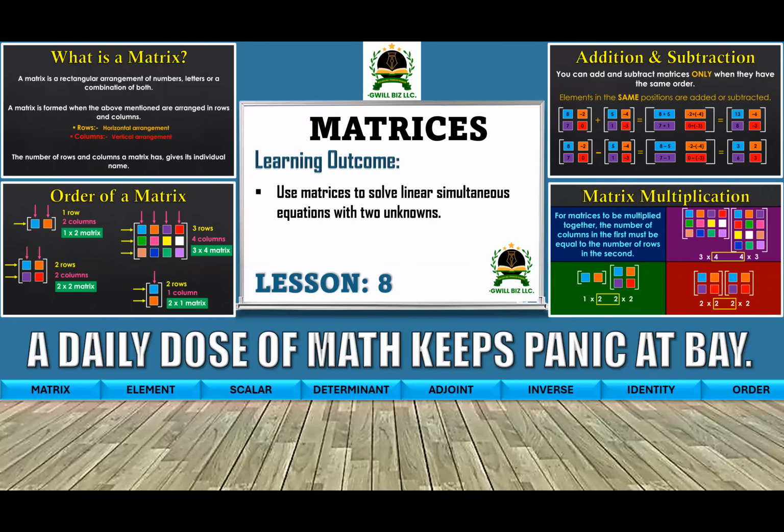We have come to the end of another exciting lesson. In our next lesson, we will tackle solving systems of linear equations with two unknowns using matrices.